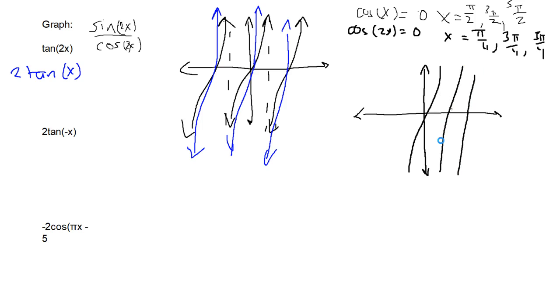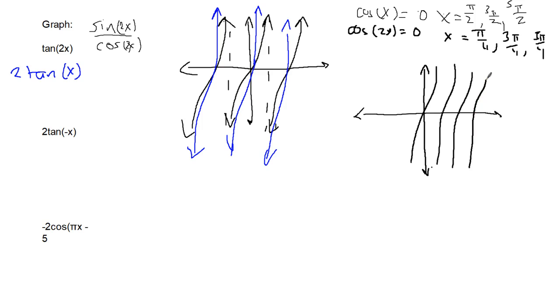I'm just drawing these lines now. I'm really bad at drawing graphs. I'm really sorry. We'll have that, and that, and then that. Right? It's gonna appear twice as often. And all of these are asymptotes right here.